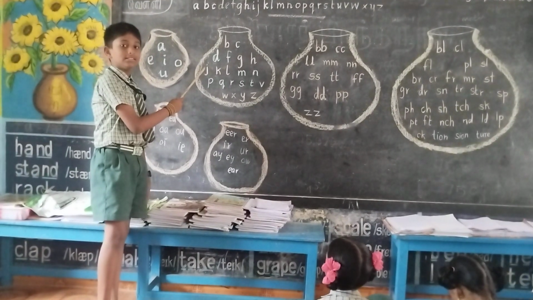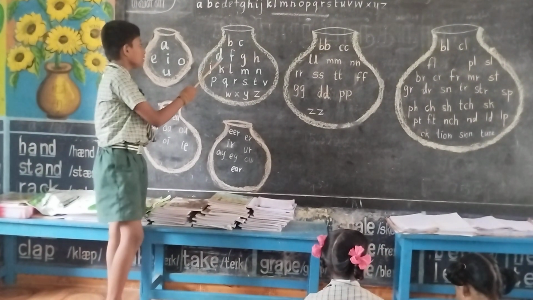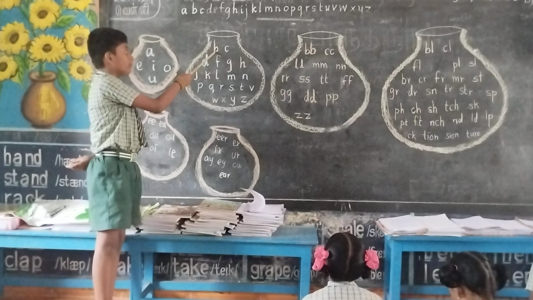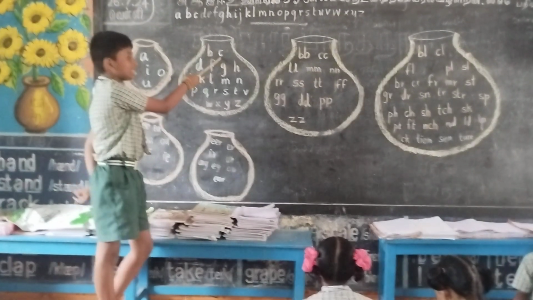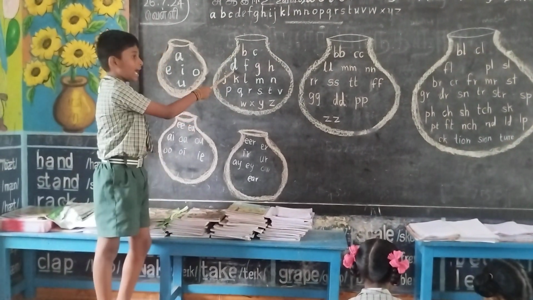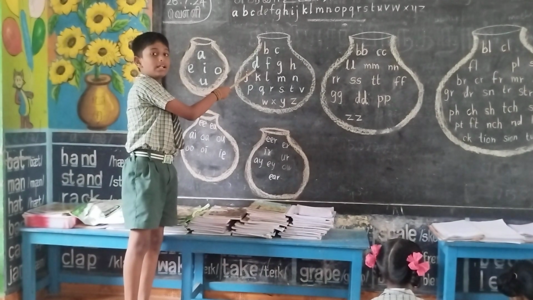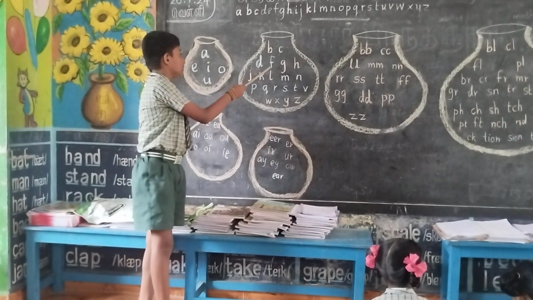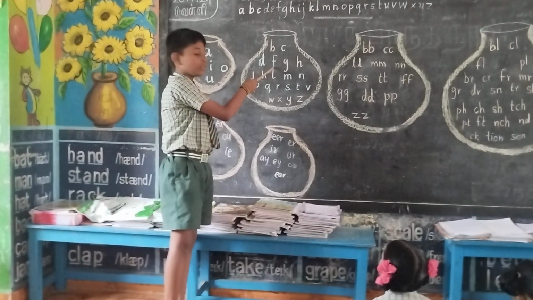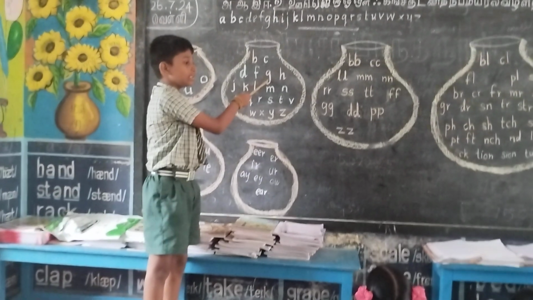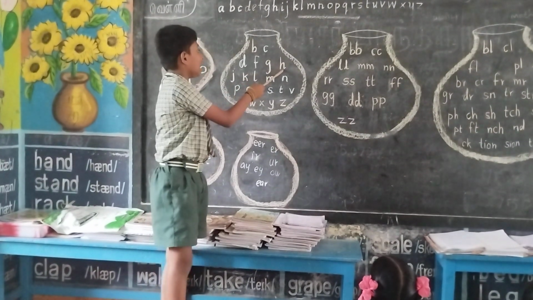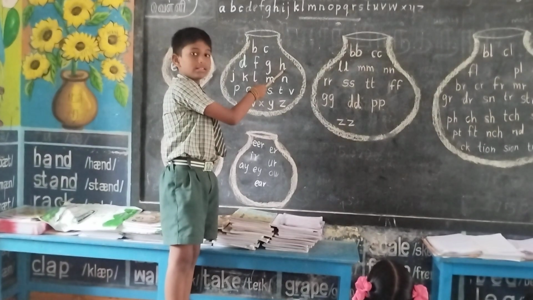This part is consonants. First consonant B has the sound. For example, bat, ball, bench. The letter C. For example, cat, call. The letter D. For example, drum, duck. The letter F. For example, fish, fowl. The letter G. For example, grapes, giraffe. The letter H.